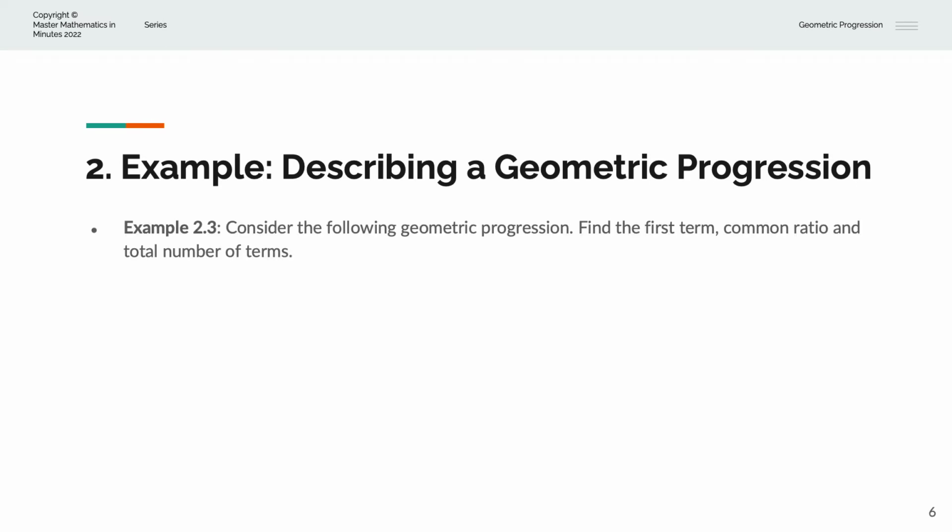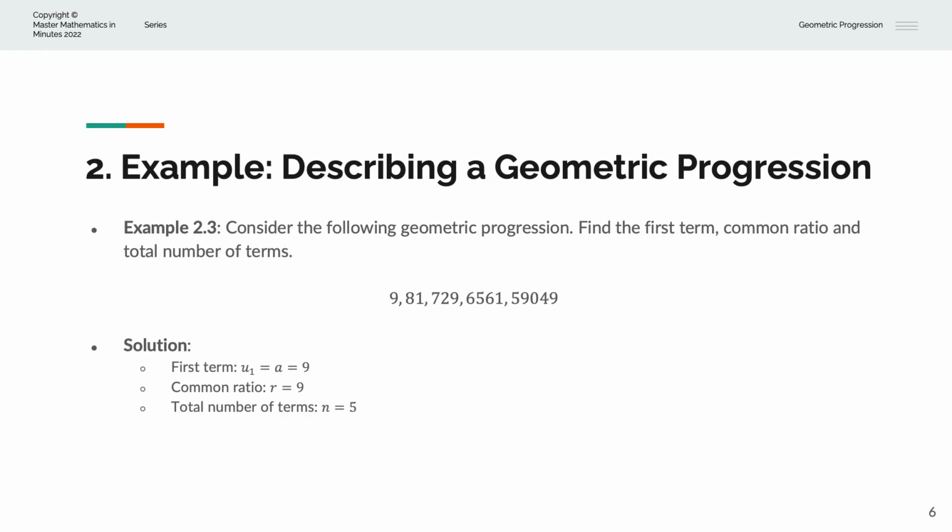In the third example, we are given the following geometric progression: 9, 81, 729, and so on. So the first term in this case is 9, so we have u1 equals a equals 9. And 9 multiplied by 9 is 81, 81 multiplied by 9 is 729. And that gives us a common ratio of r equals 9. And by counting the total number of terms, we have a total of n equals 5.